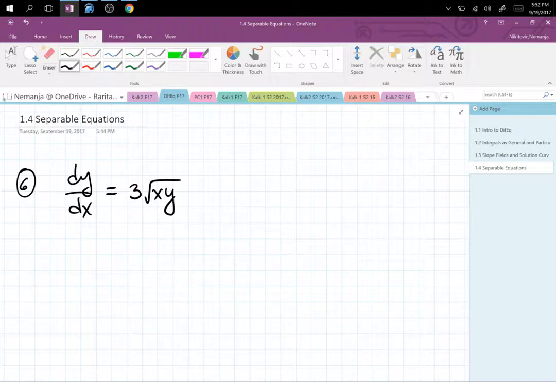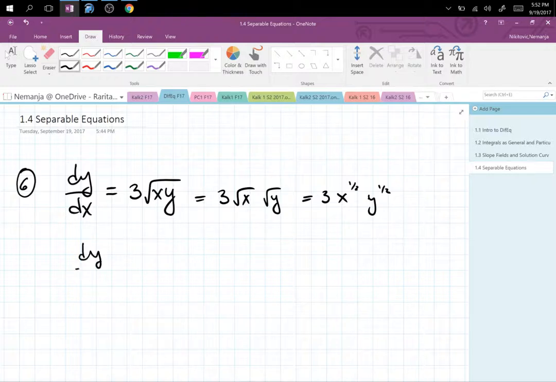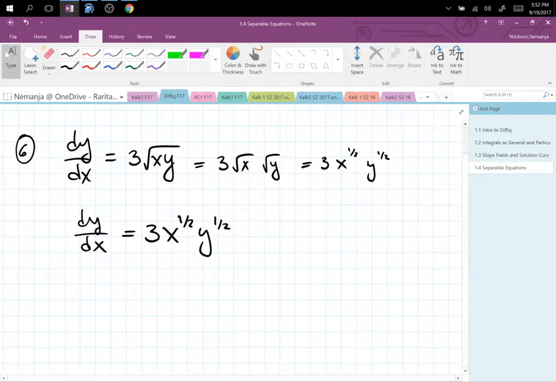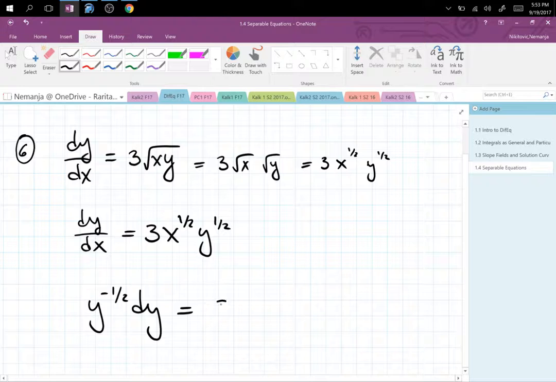Then you will have a derivative squared. That would mess up integration. How can I separate x from y there? You have x to the 1/2 times y to the 1/2. Yes, so we can separate this by giving each one of these its own root, x to the 1/2 and y to the 1/2. So now we have the differential equation 3x^(1/2) y^(1/2). The 3 can stay anywhere, that doesn't matter. What matters is that we are going to have y^(-1/2) dy equal to 3x^(1/2) dx.